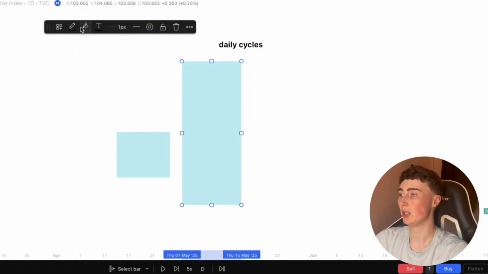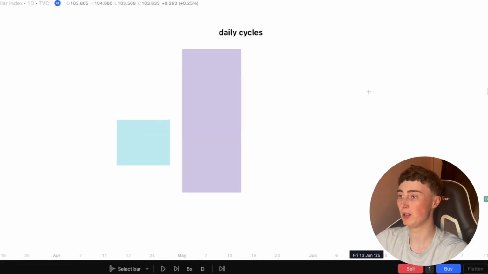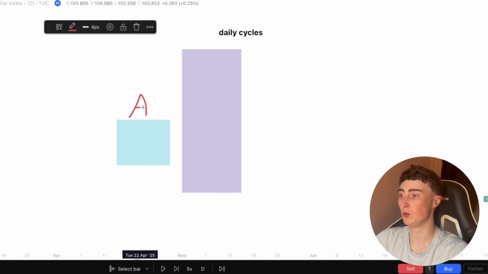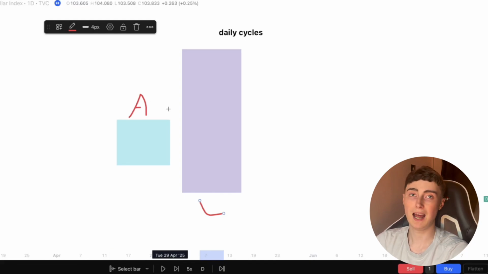Okay, so the first daily cycle I'm going to be telling you about is called London protraction. So this is using Asia kill zone. We'll label this A because this blue box is Asia, and it also uses London kill zone, which is the purple box. So we'll label this L. Okay, so the way that this daily cycle forms is you're going to let Asia play out, right?